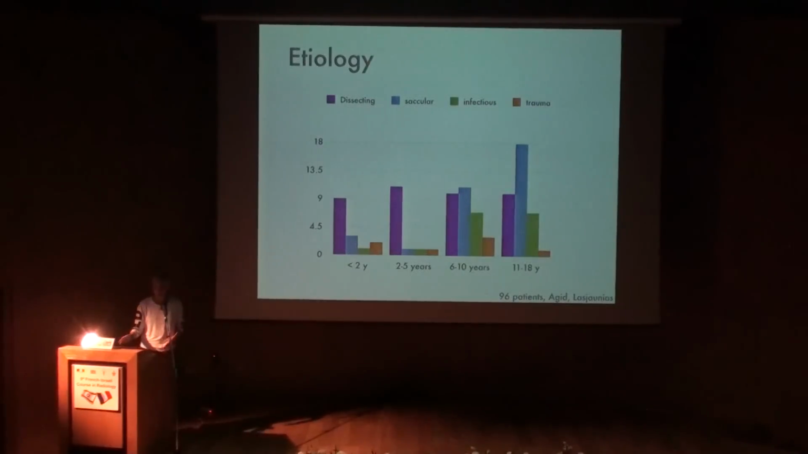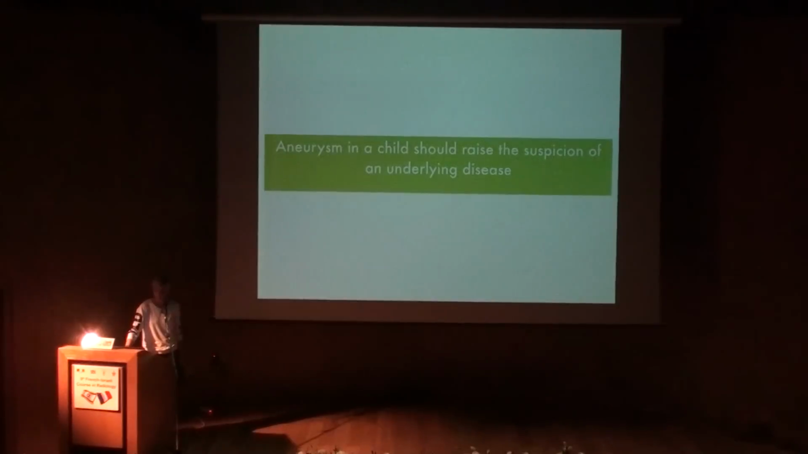Okay, just looking at the age, you see it's 2 years, 2.5, it's getting older, and the reasons for the aneurysm. So you see as the kid's getting older, he's becoming an adult, so he's got more saccular aneurysm, like berry aneurysm, but young kids have more dissections and a little bit more infectious and trauma in comparison to the adults. So every time you see an aneurysm in a kid, you have to think about an underlying disease.